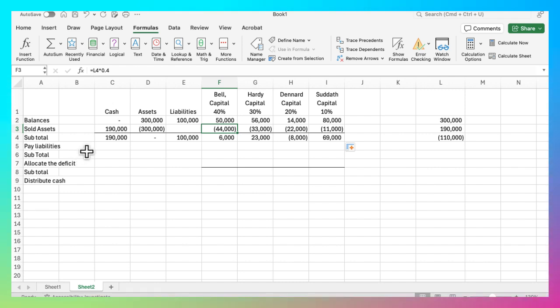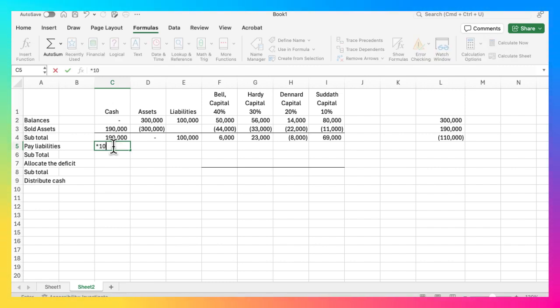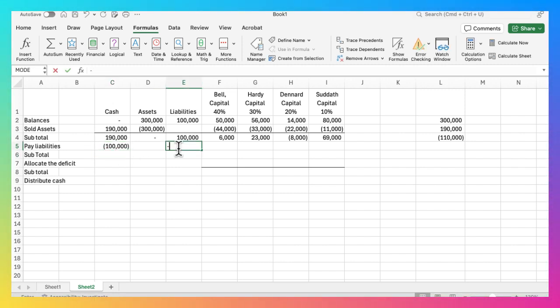Okay. So now the next thing we're going to do is pay our liabilities. Now, what do we know about our liabilities? Well, we owe $100,000. We're going to pay $100,000. We have enough to pay. So to pay the liabilities, I'm going to deduct $100,000 from cash, and I'm going to show that my liabilities are also going down by $100,000. Then the next thing I'm going to do is recalculate my subtotal.